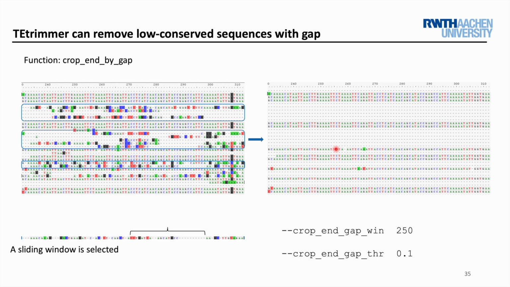The magic thing is you can combine those two functions: you combine crop end by divergence and crop end by gap. This can give you a very, very clean result. Actually, this is the third selling point, and it is also the core selling point of TEtrimmer. The reason we named it TEtrimmer is that we innovatively introduced multiple sequence alignment cleaning functions and algorithms into this tool.